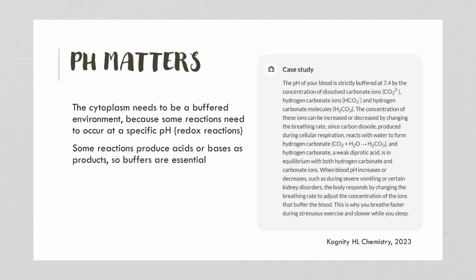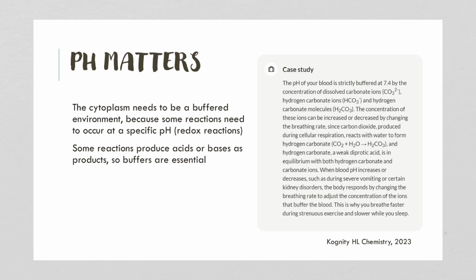I included the case study that's found in our textbook because I found it very interesting. It talks about the pH of our blood and how it is strictly buffered as well. Our pH is buffered at 7.4, and it's done so by the concentration of dissolved carbonate ions, hydrogen carbonate ions, and hydrogen carbonate molecules. The concentration of those ions can be increased or decreased by changing the breathing rate, since carbon dioxide, when it's produced during cellular respiration, reacts with water to form hydrogen carbonate. And hydrogen carbonate, which is a weak diprotic acid, is in equilibrium with both hydrogen carbonate and carbonate ions.